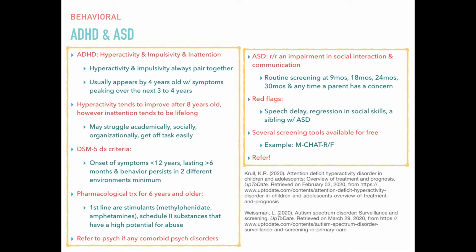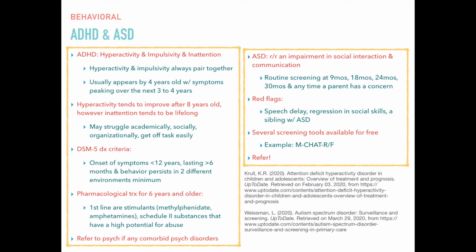Pharmacological treatment is indicated for children 6 years and older, and the first line of drugs are stimulants. An example is amphetamines. This is a Schedule II substance. It has a high potential for abuse, so we'll want to monitor our patients very closely. And then if they have any comorbid psych disorders, then it is encouraged to refer those patients to psych.